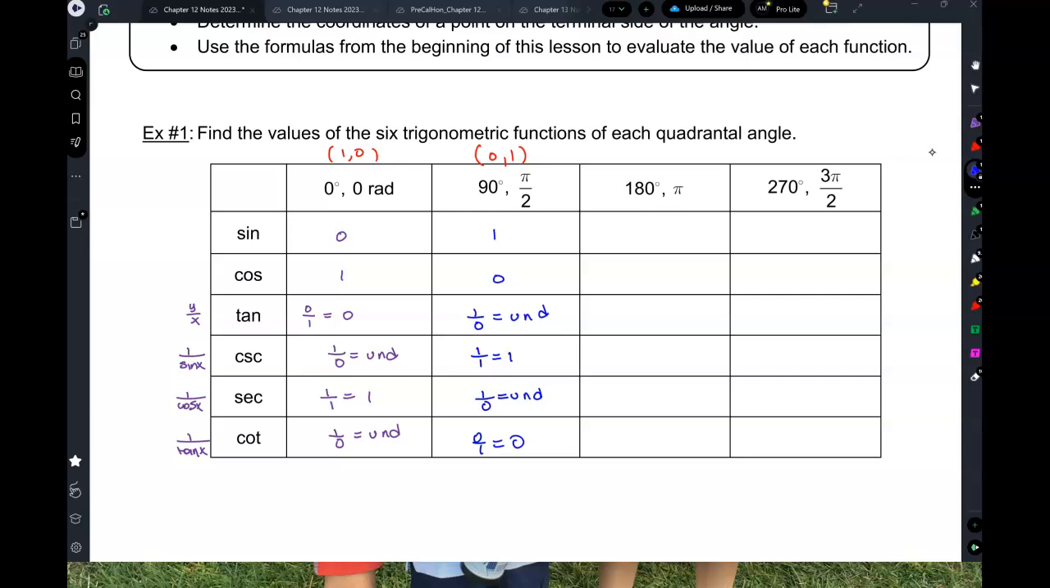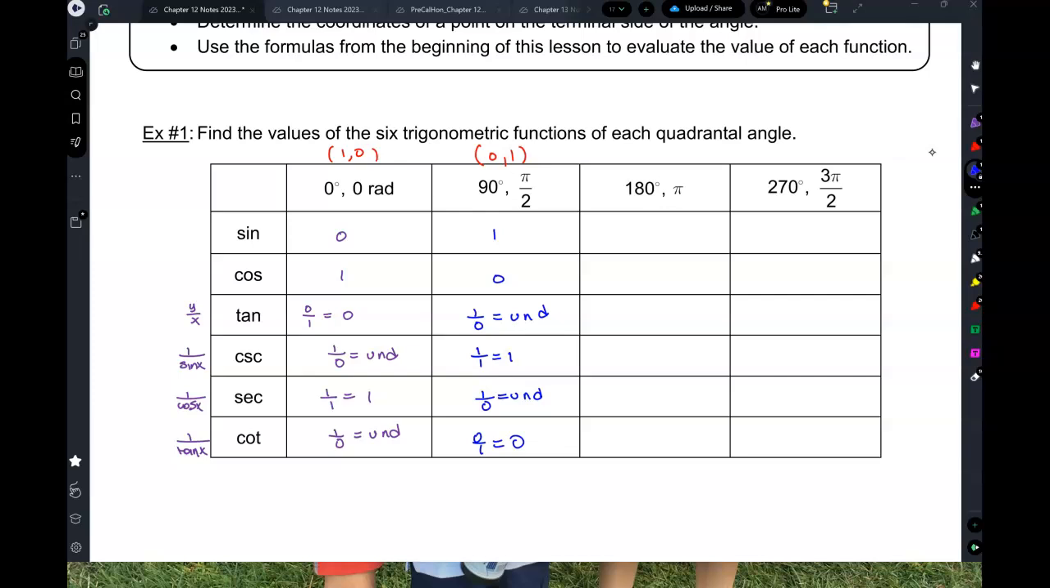Okay, any questions? Yeah. Let's say for tangent, you get 0, but then it asks you to find cotangent. Then it's undefined. 1 over 0. The reciprocal is 1 over something. If you have 3, what's the reciprocal? Correct. And if you have 0, it's undefined. Oh, okay. Okay.